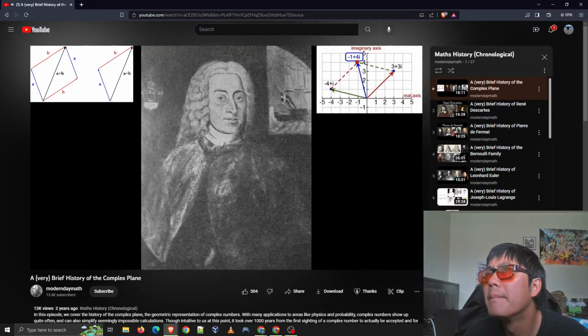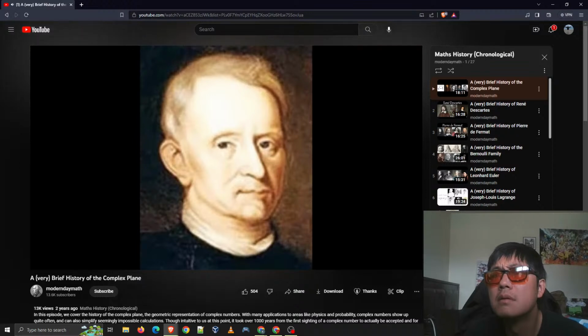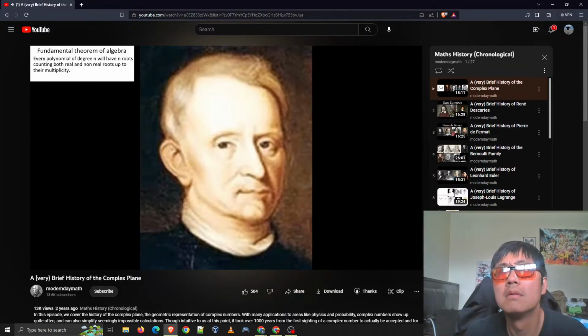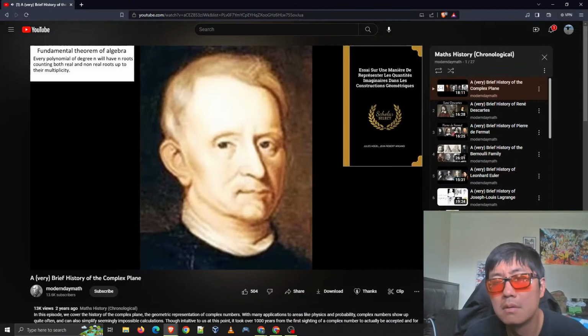Not long after Wessel's paper was written, the complex plane popped up again, this time in France, because of a paper written by another mathematician, Jean-Robert Argand, who was also notable for providing the first rigorous proof of the fundamental theorem of algebra. In 1806, Argand wrote his paper on the complex plane in the form of a pamphlet under the title Essay on the Geometrical Interpretation of Imaginary Quantities.